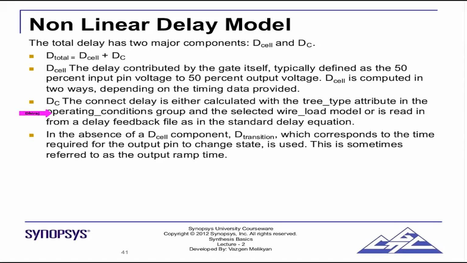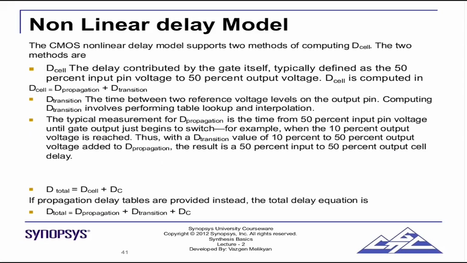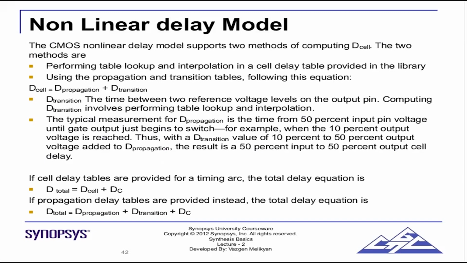Now, in the absence of D cell component, D transition, which corresponds to the time required at the output pin, is used. We'll see that we will use D cell and D transition interchangeably depending on how the data is provided. It will become clear in the coming slide. Now, as we mentioned in the previous slide, there are two methods of computing D cell.